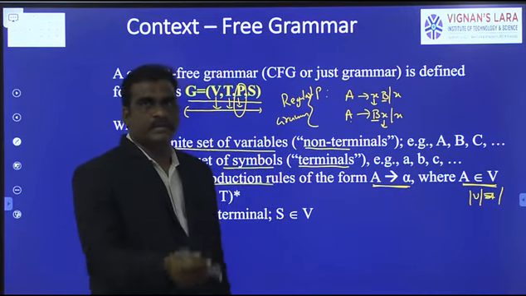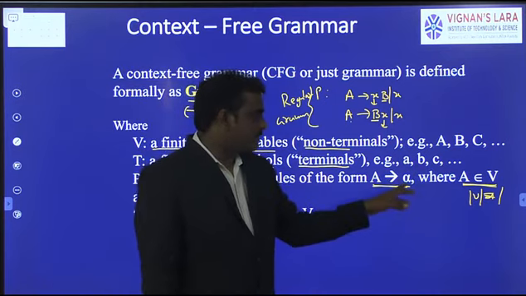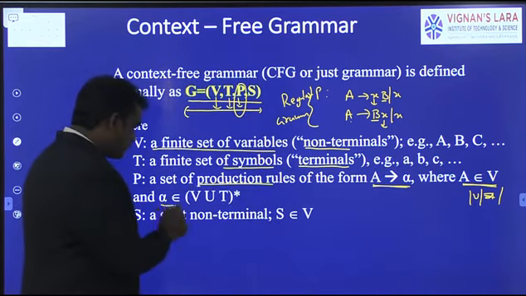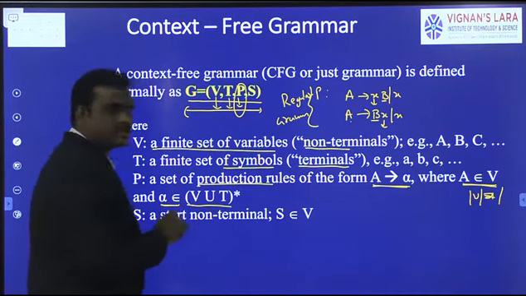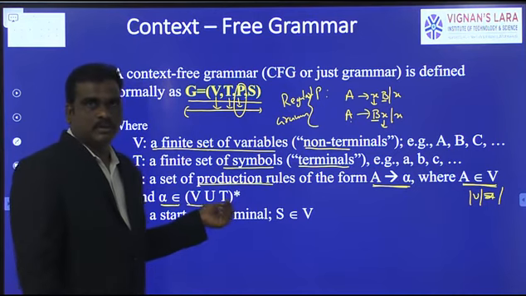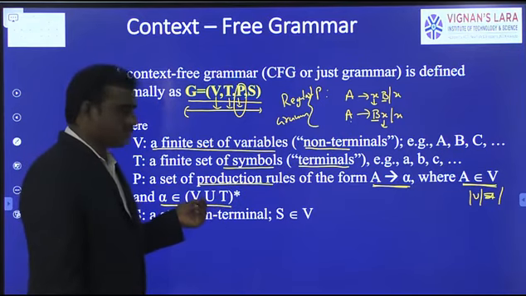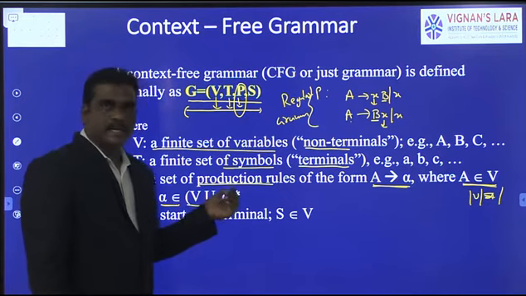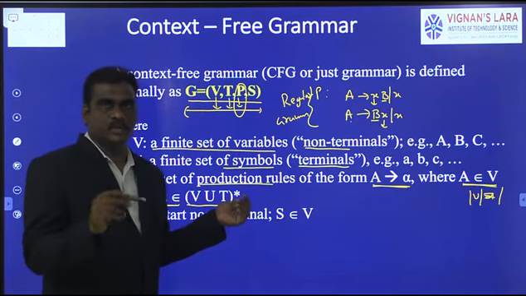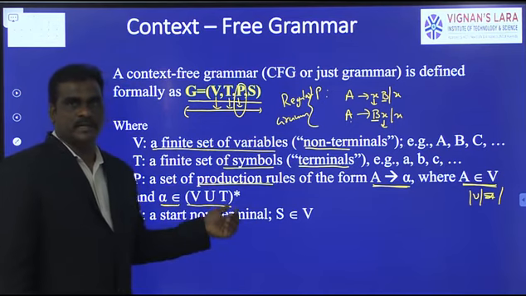Now the difference is the right hand side of the productions. In a context-free grammar, the right hand side of the production is of the form alpha. So what is alpha? Alpha belongs to (V union T) star. What is meant by star? 0 or more. So here the combination is (V union T) star. V means variables, T means terminal symbols, star means any possible combinations. The length starts from 0 to infinity. So alpha means all possible combinations of variables and terminals.